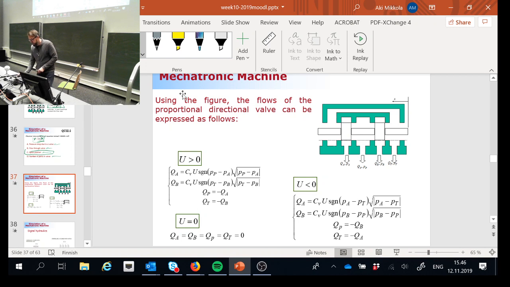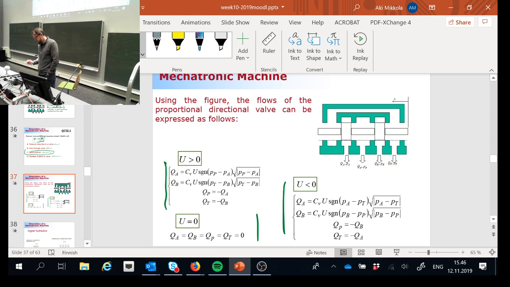So here is how the flow rates are in different scenarios when the spool has a positive value, a negative value, and when it is in the middle. So in the middle, we are assuming that there is no leakage whatsoever, which is not actually according to reality, because in a valve like that, there's a little bit of leakage all the time if the land is exactly the size of the drillings.